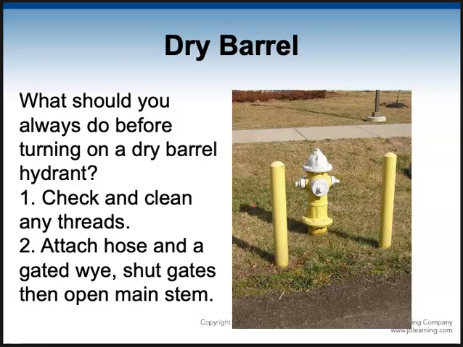so why not attach a gated Y to that 2.5, and later on you don't have to shut down the dry barrel to attach another hose. You're already ready for it. So as an old engineer, that's a little 2-pointer from me. Attach a gated Y to the 2.5 and your 4-inch to the 4-inch and then turn it on. Make sure you shut those gates on the gated Y.